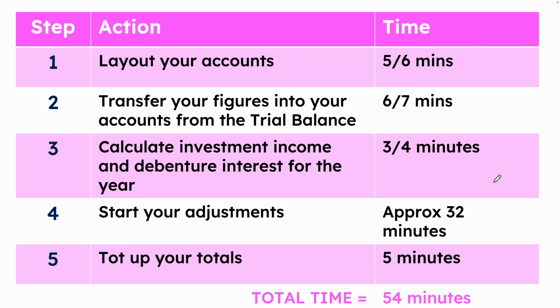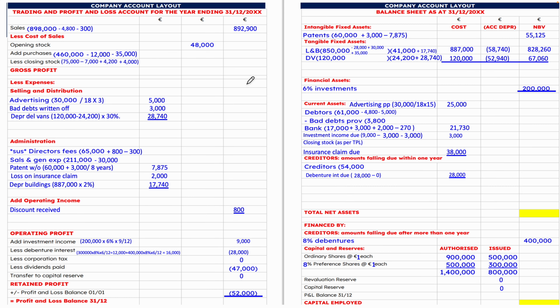What you have to do now is just tot up all of the totals. So totting up the sales, 892,900, totting up the purchases, 413, totting up the closing stock, 76,200. So we tot all of this up here. We get a cost of sales, 384,800, which we take away from our sales. That gives us 508,100. We add up all the selling and distribution, 36,740. We add up director's fees, we get 65,500. We add up the salaries and general expenses, 181,000. We tot all of these up, 274,115.